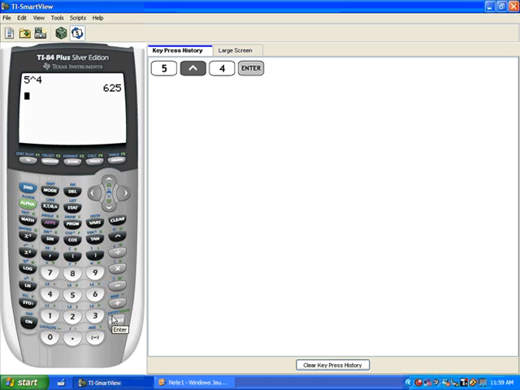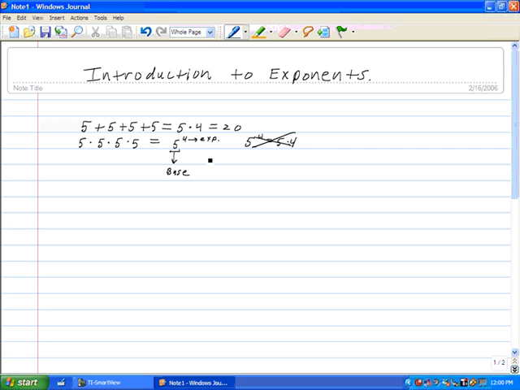And as you can see, it's a lot bigger than 20. 5 multiplied by itself 4 times would give us 625. Again, the way you would do that mentally is 5 times 5 gives you 25, times 5 again is 125, times 5 one more time, and that is where the 625 comes from.